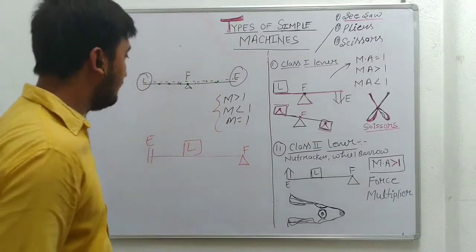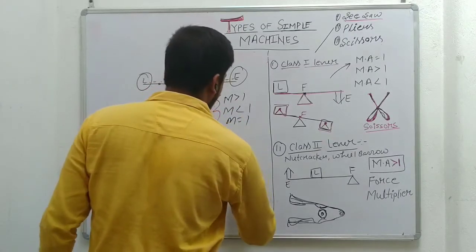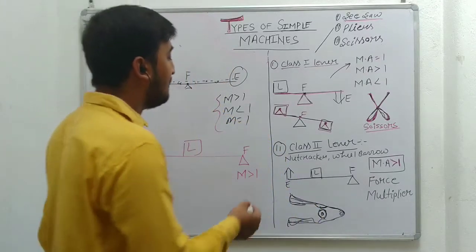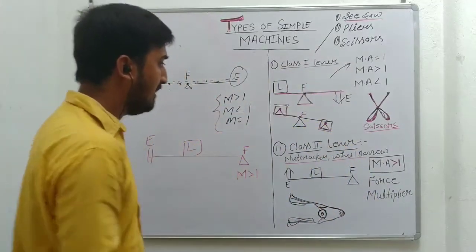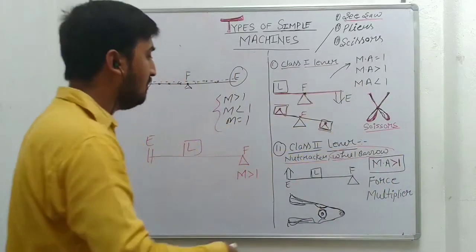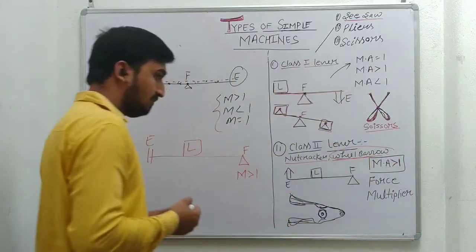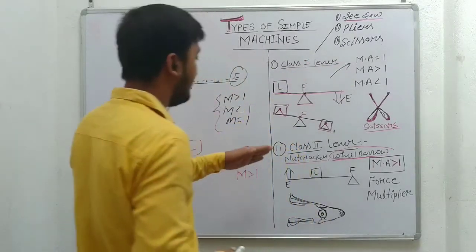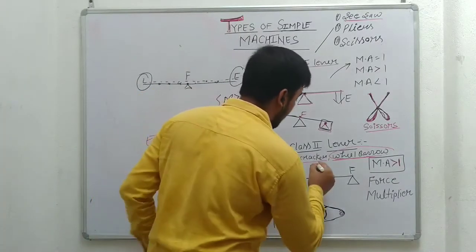In class 2 lever, load will be in between effort and fulcrum, and mechanical advantage is greater than 1. So this is the case of class 2 lever. Some examples of class 2 lever: nutcracker, wheelbarrow. Wheelbarrow is a device by which we can move or raise one object from one place to another place. And nutcracker is a very famous device which is used to crack nuts.